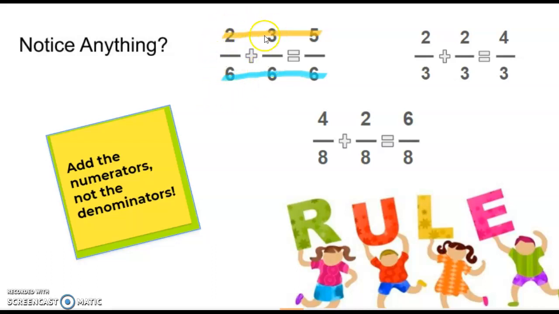So we are adding sixths, so our answer should be in sixths. 2 sixths plus 3 sixths equals 5 sixths. So we only want to add the numerators and not the denominators. And you can see over here in these other two examples, we use the same rule without even knowing it.